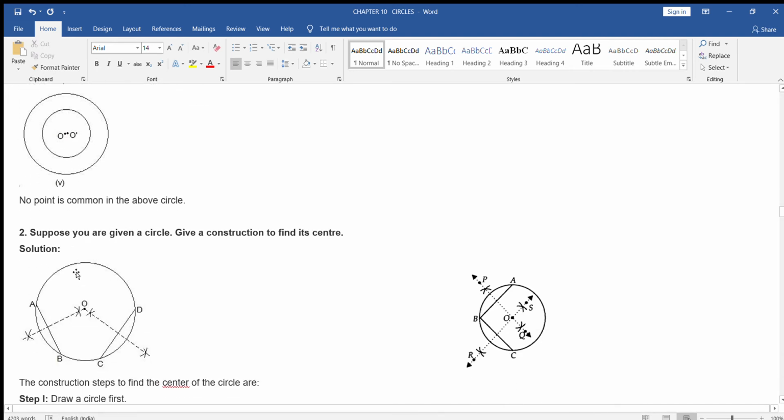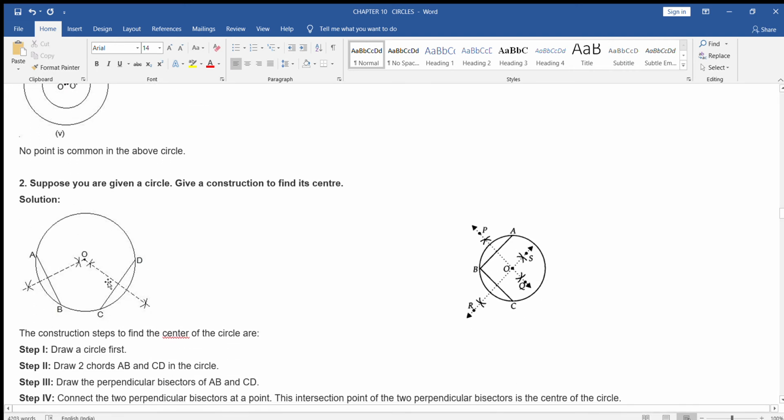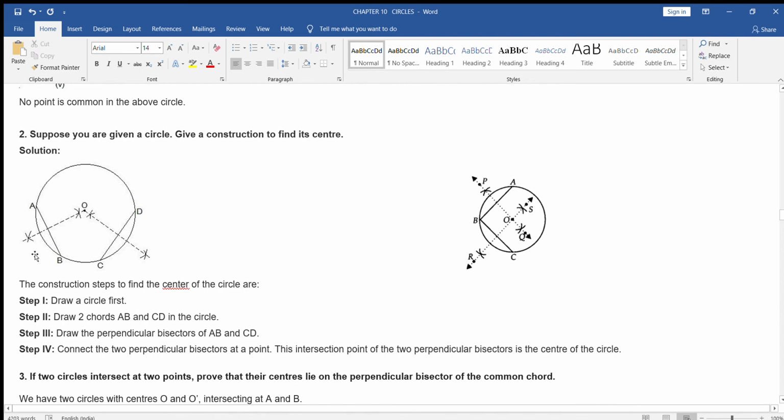Now question number two. Suppose a circle is given to us and its center is unknown. We have to find it. Just see how we have drawn it. A circle is given, and now we need to draw two chords. You can draw them in any way. Here the chords are drawn separately, and here the chords are joined.